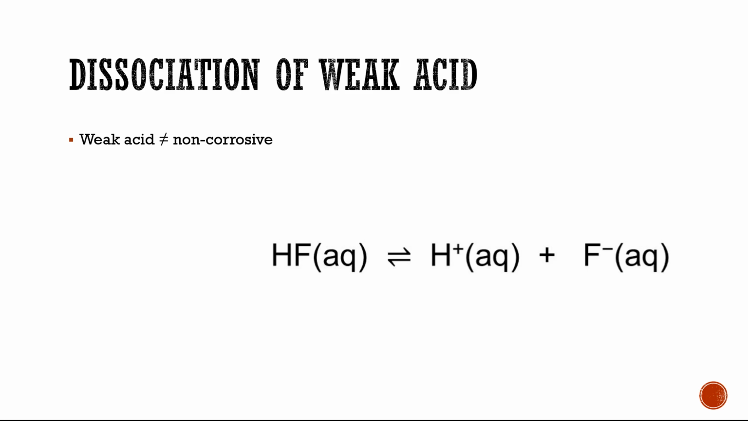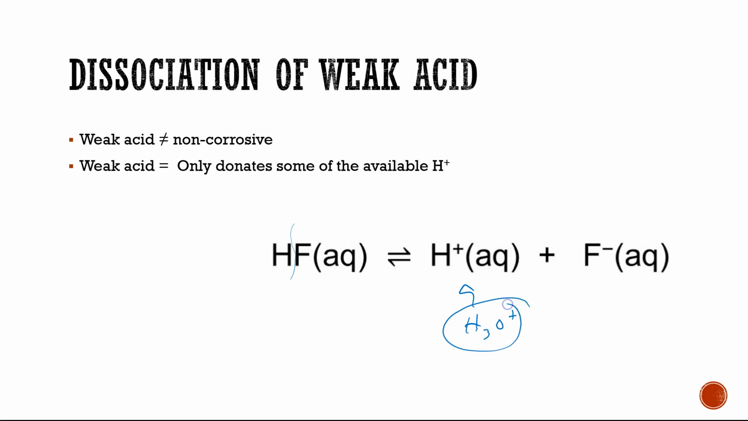So in the case of hydrogen fluoride, only some of that hydrogen is actually donated, which means when I put hydrogen fluoride into water, some of the hydrogen fluoride molecules will separate into hydrogen and fluoride ions. Again, that hydrogen would get donated to water to create H3O plus, that hydronium ion. Only some of those hydrogens would actually do that.